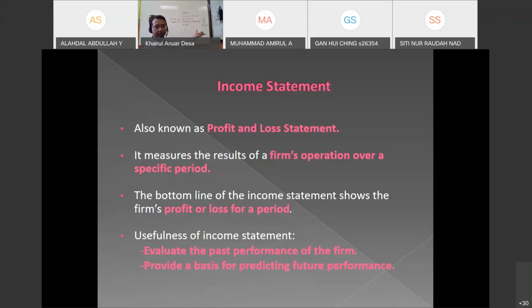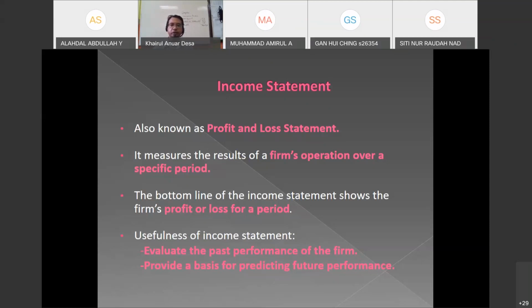Okay, setakat ni boleh faham? Is it okay? Right. Now, we start with the income statement. Okay, we start with the income statement. Income statement also called as P&L or profit and loss statement. Okay, penyata untung rugi, profit and loss statement.